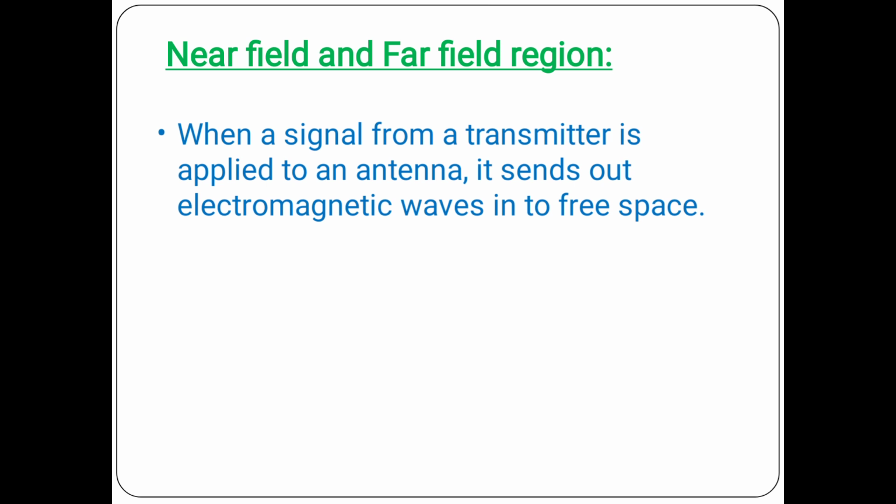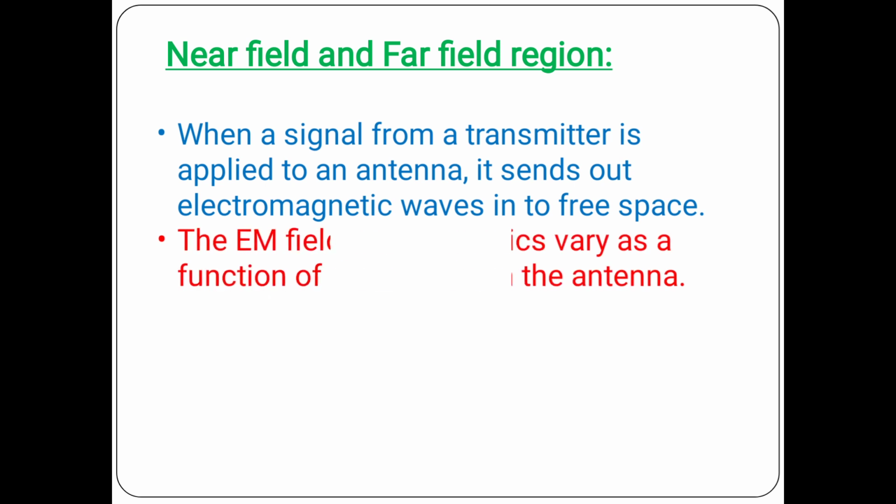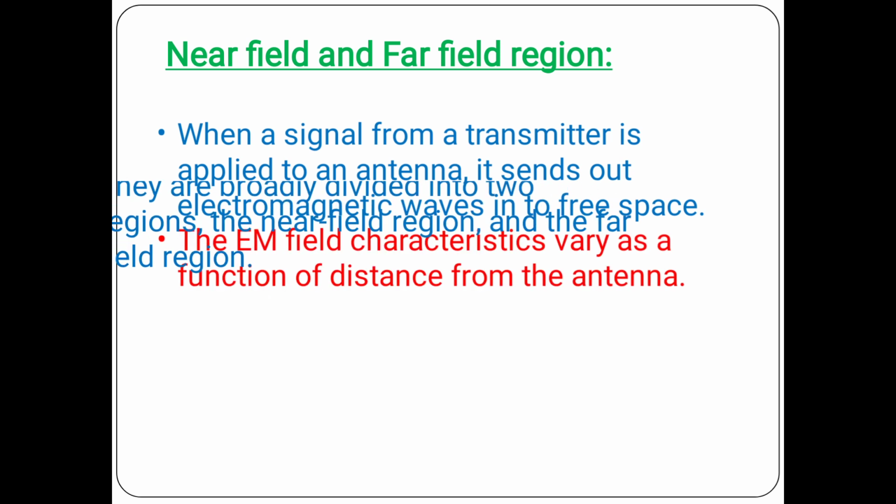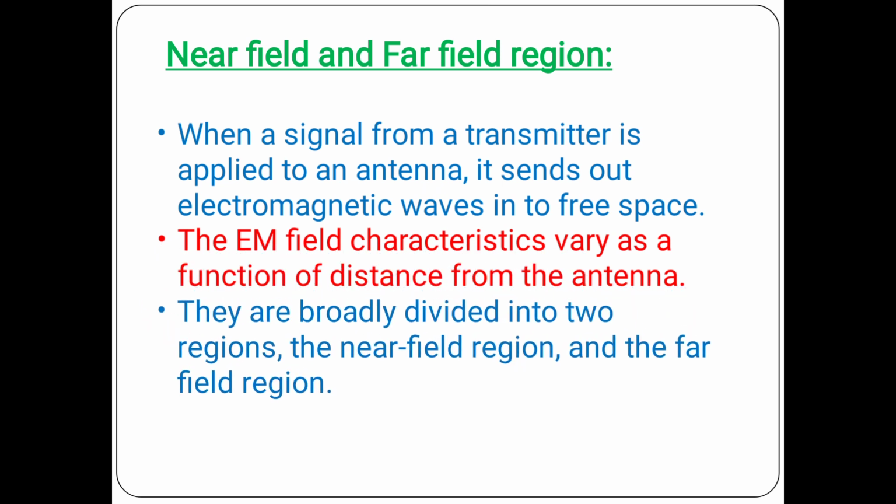When a signal from the transmitter is applied to an antenna, it sends out electromagnetic waves into free space. The EM field characteristics may vary as a function of distance from the antenna. They are broadly classified into two regions, nearer field region and far field region.